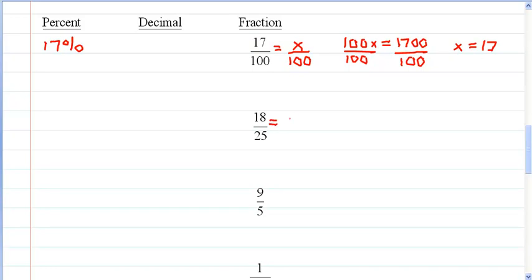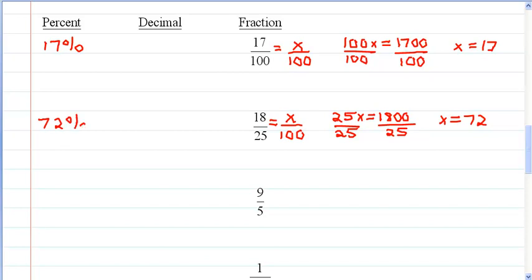18 over 25, I set it equal to x over 100. I cross multiply to get 25x, and then 18 times 100 is 1800. I divide both sides by 25, and I get x is equal to 72. So as a percent, 18 over 25 is 72%.